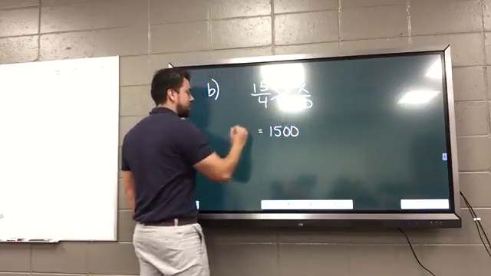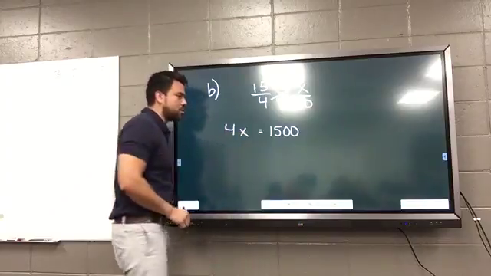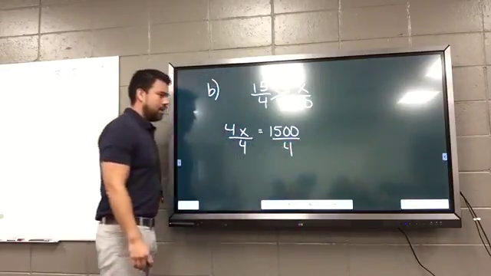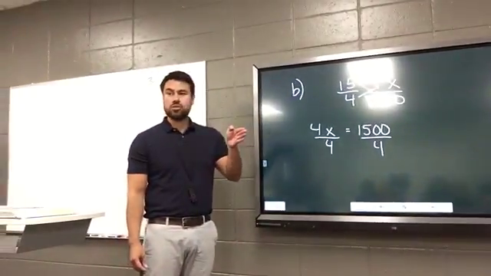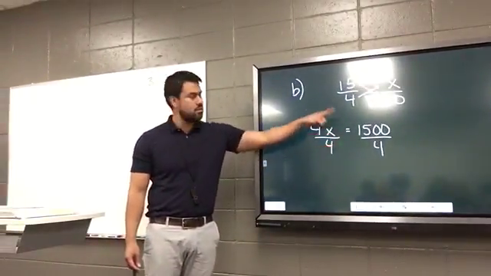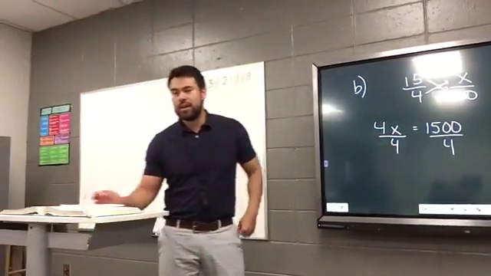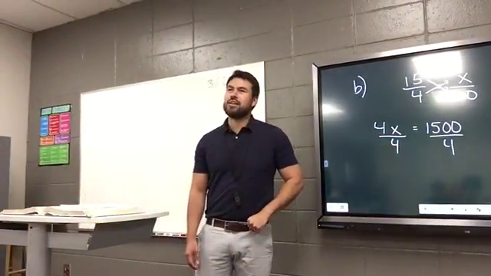1500, and what's 4 times x? 4x. What do you do to both sides? And I'm just going to tell you right now, since we're looking at proportions and ratios this chapter, I need to see this. You're going to show me that. And a little note on your homework.